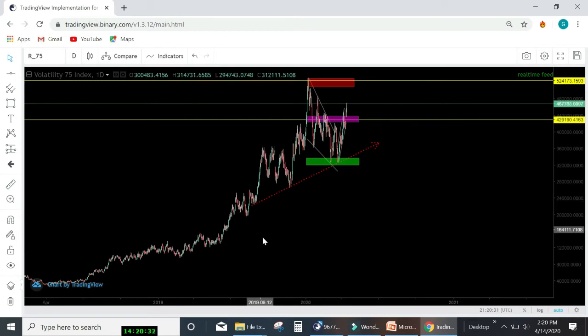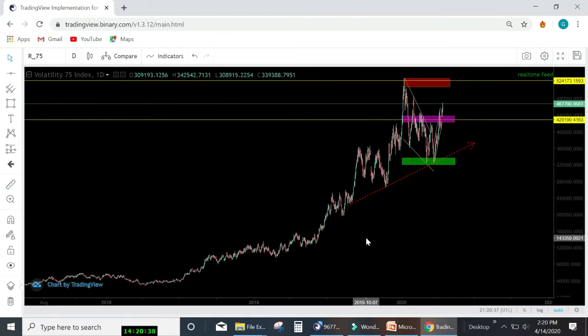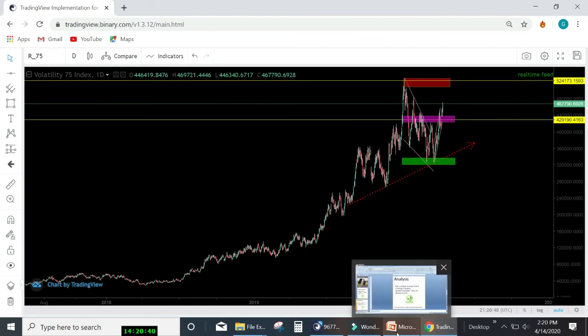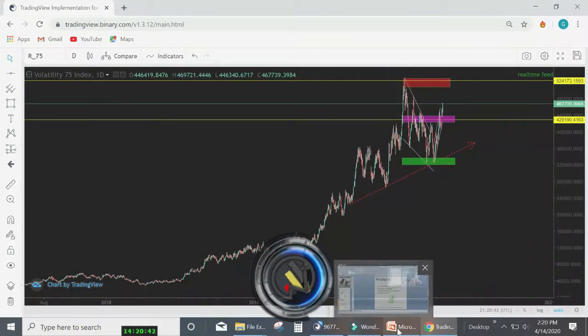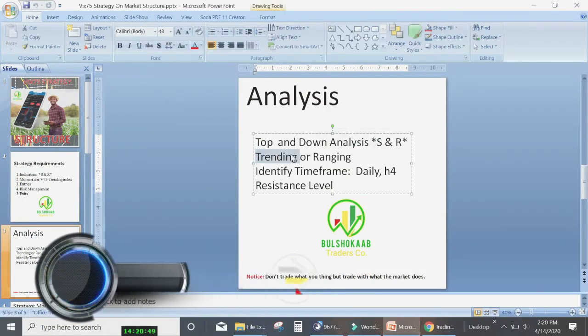And you need to have that idea of finding the trend of the market. And that's why I said the ranging market and trending market, that is the big difference.